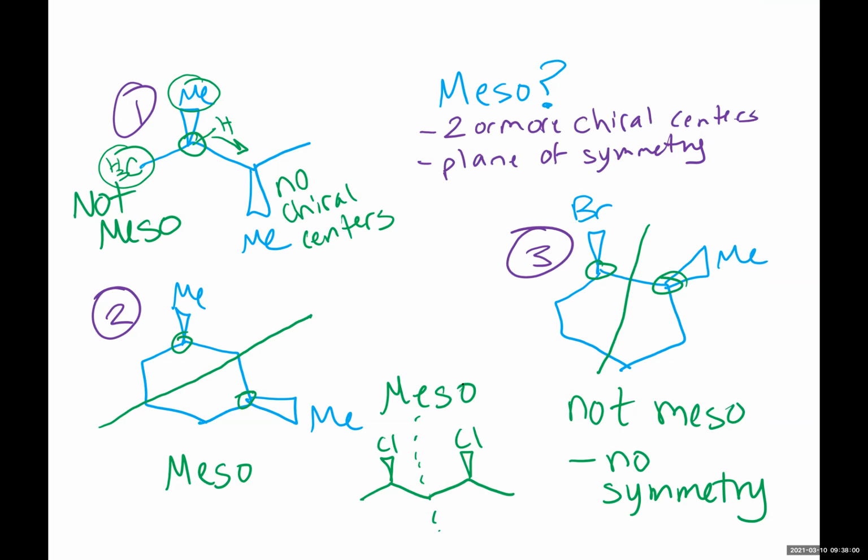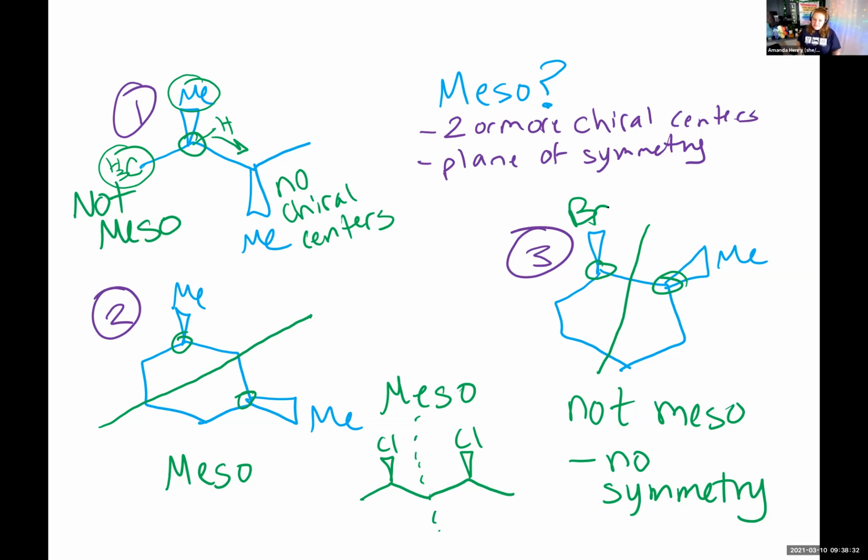Quick question. On example number 3, if instead of bromine we have a methyl group, would it be meso? Yes, it would. Or if we had 2 bromines, then it would be. It has to be the same substituent in order for it to be meso, and then I have a plane of symmetry. Yes, because in order to get that symmetry, those 2 substituents are going to have to be the same. Okay. Thank you. You are welcome.